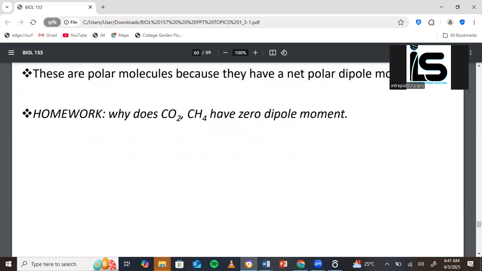There's a question here for us to try. Why do carbon dioxide and methane have zero dipoles? They have zero dipoles because of their shape, right? Carbon dioxide is like this, right? There's polarity here, there's polarity here, but the dipole moments cancel out. Now for CH4, the same thing. There's polarity in all the bonds, but because of the even distribution, they cancel out. So that is that.